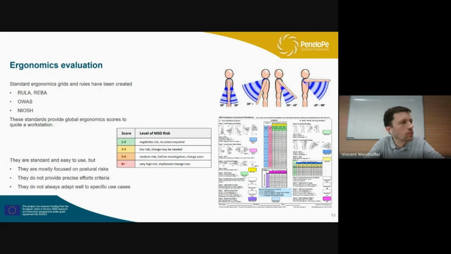I'm sure most of you know about some standard ergonomics grids and rules that exist in the industry. The most well-known are the RULA and REBA grids. That's what is displayed here. So these grids provide you some recommendations about what the joint angles should be in order to have an ergonomically acceptable workstation. And here I give the example of the shoulder.